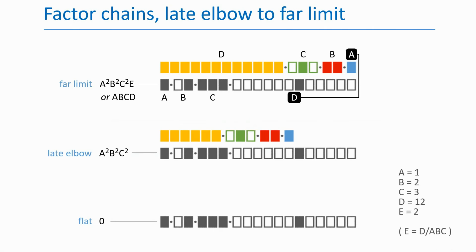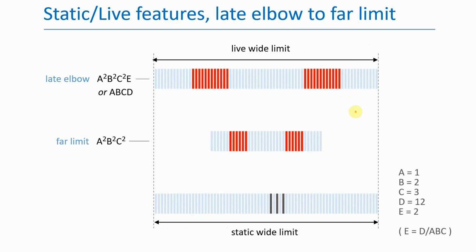The additional distance past the late elbow can be referred to as factor E for expansion. But it's not really a new parameter because E is just equal to D over ABC. The live chain reaches its full size at the far limit, where live A shares a ceiling with static D. In spatial terms, the live wide limit is the same size as the static wide limit. Note that in this diagram we have not trimmed off the excess dark space as we had been doing.